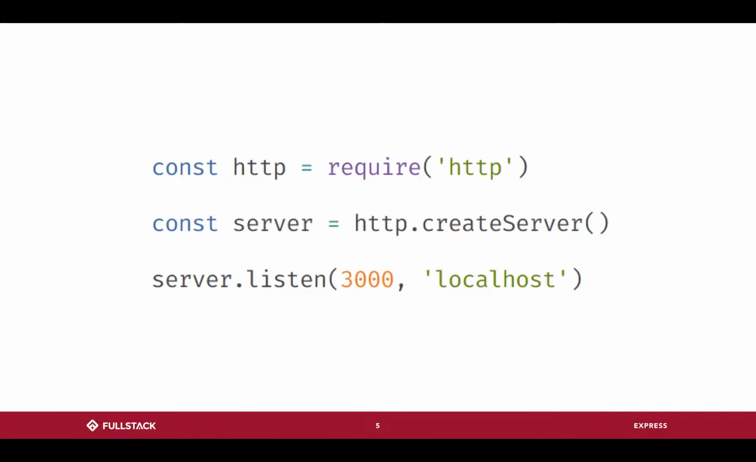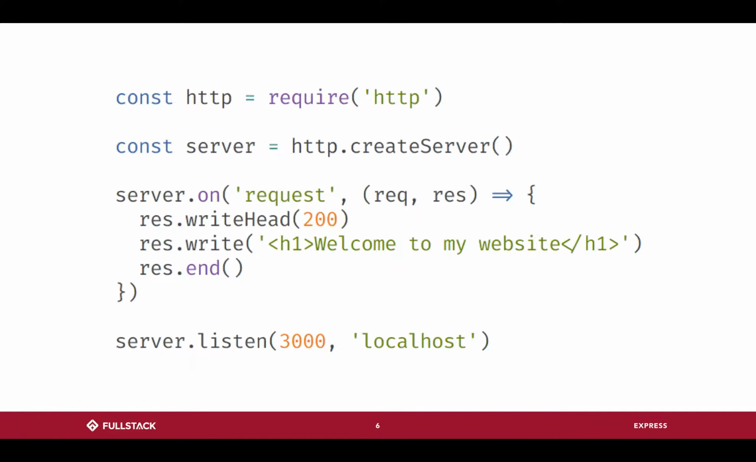We can use this fancy require method we were talking about earlier. We could require http. We could do http.createServer to go make a new server instance. And then if we do server.listen, 3000, localhost, it will listen for any requests coming in on our local host, i.e. our laptop, on port 3000.